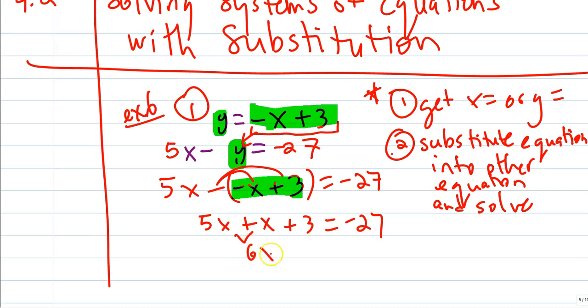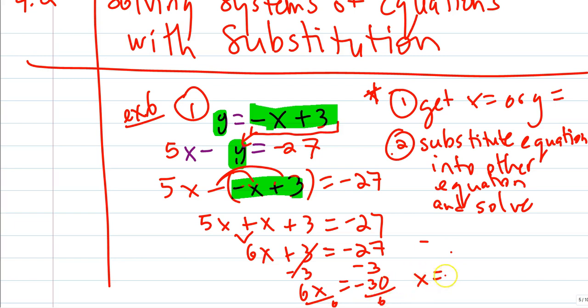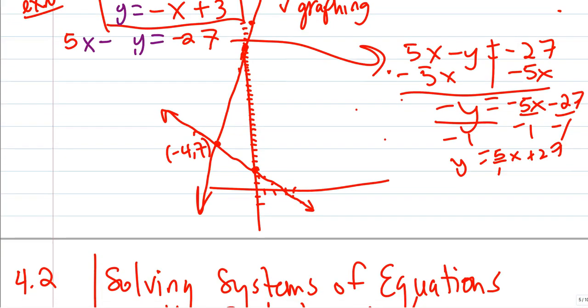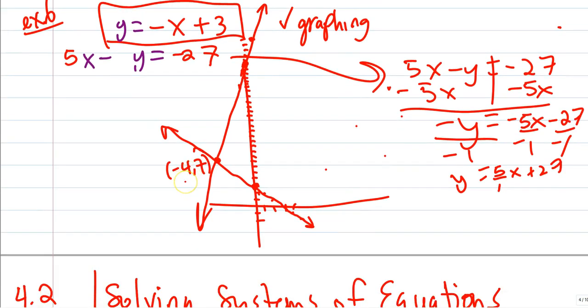Like terms, 6x plus 3 equals negative 27. Subtract 3. 6x equals negative 30. Divide. And x equals negative 5. Is that what we got last time? X equaled negative 5? No. I misread it a little bit, didn't I? So this is where, like I said, the graphing has its limitations. So going, uh-oh, negative 4, 7 didn't work. It's supposed to be negative 5. Huh. Let's keep going.